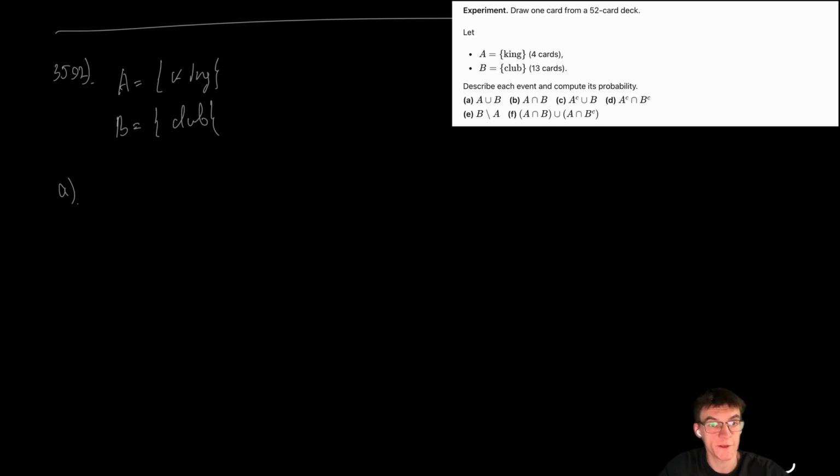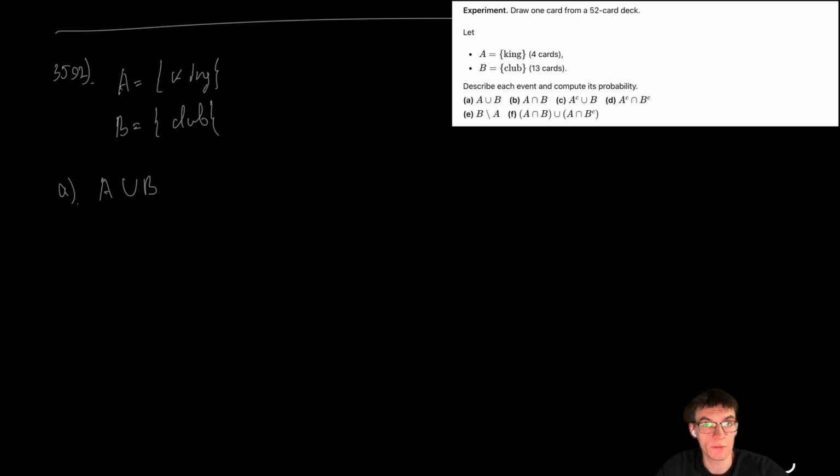And so the first thing that our problem asks us to do is to describe the following events and compute its probability. So the first event here is the union of event A and event B. Well, from the description standpoint, that should be king or the clubs. So it could be any king from the deck of playing cards, or it can be a club. So two possible scenarios, obviously.